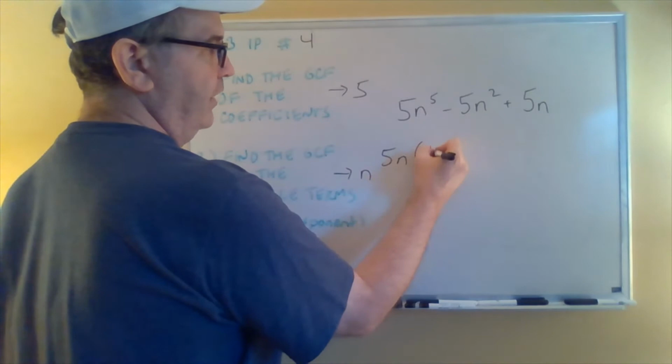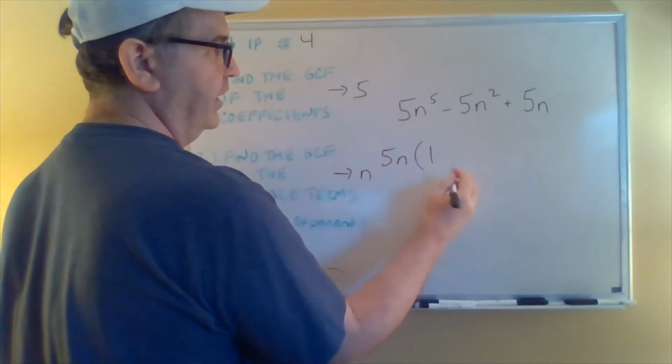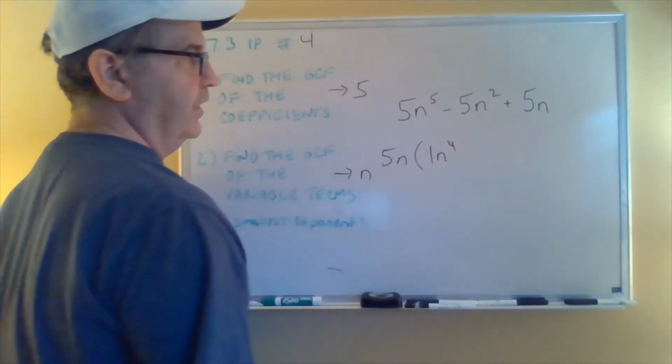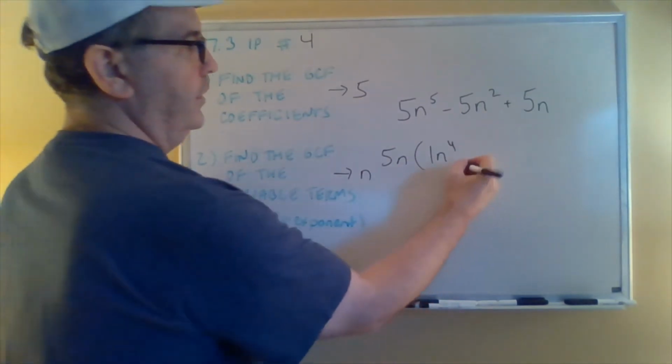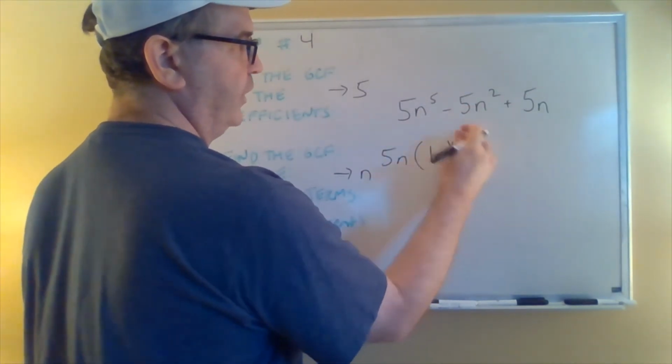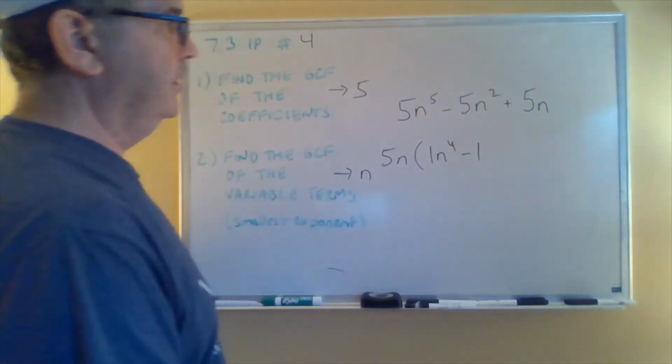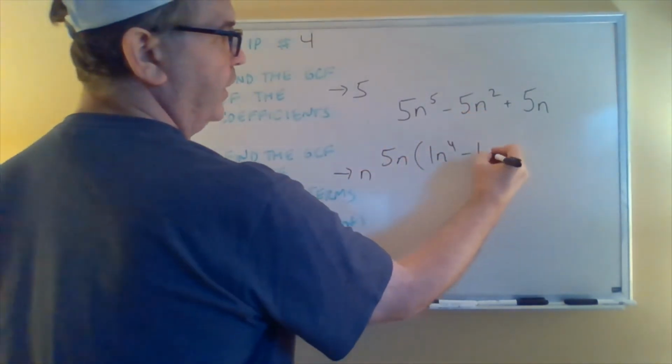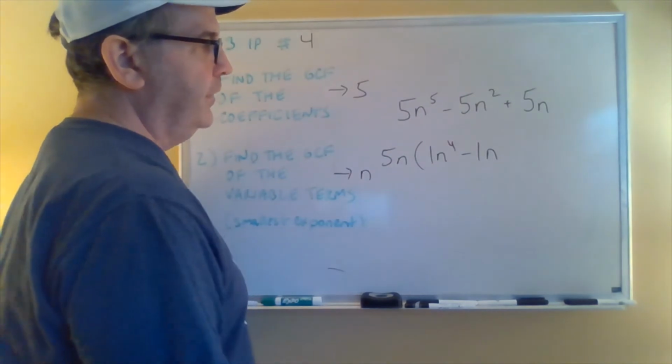5 divided by 5, that's just 1. When I take an n out of n to the 5th, that leaves me with n to the 4th. 5 into 5 here, that's also 1, but let's watch our sign. With subtraction here, it remains subtraction here. If I pull an n out of n squared, that's just going to leave me with a single n.